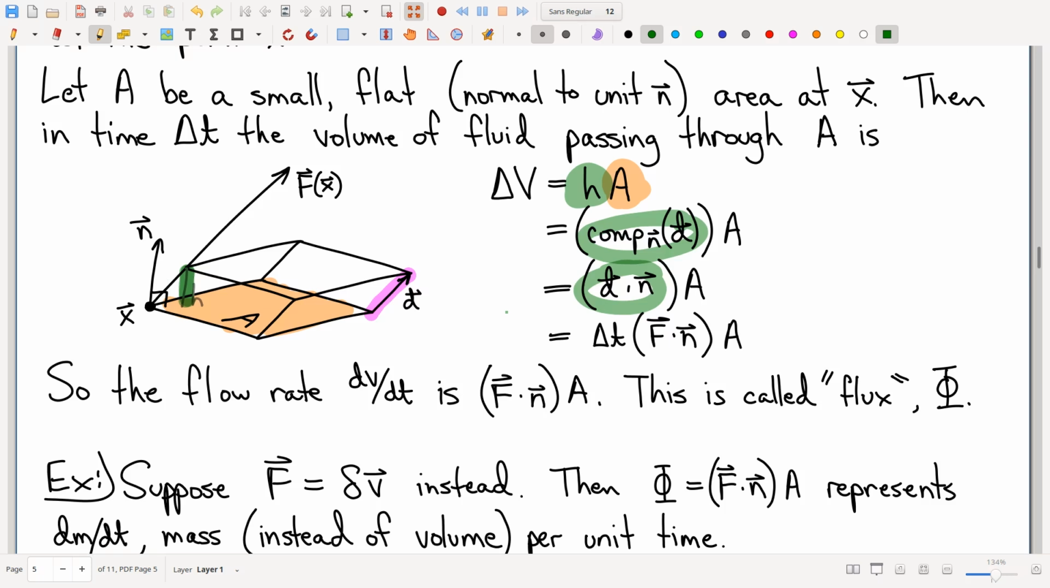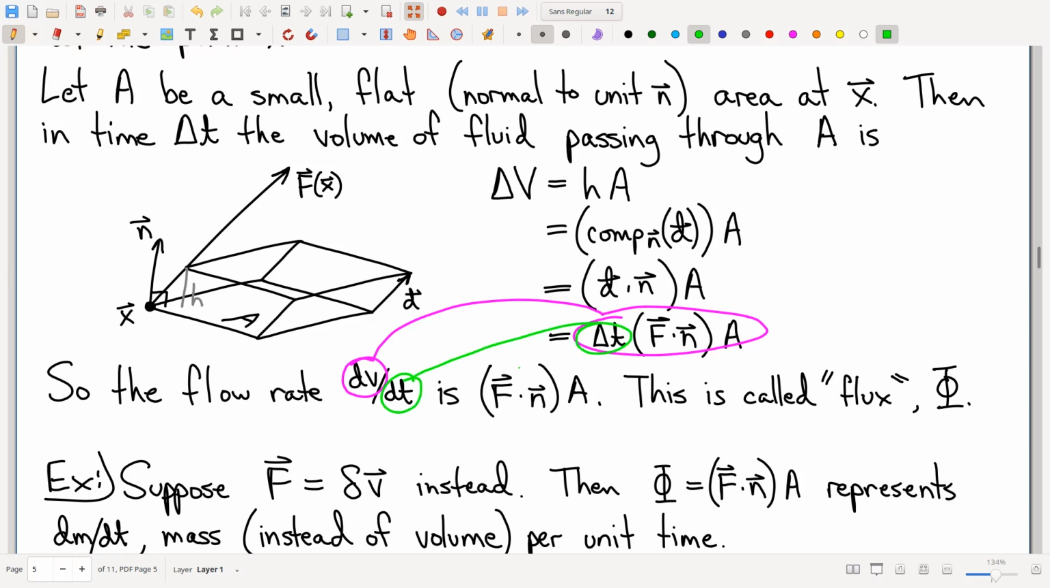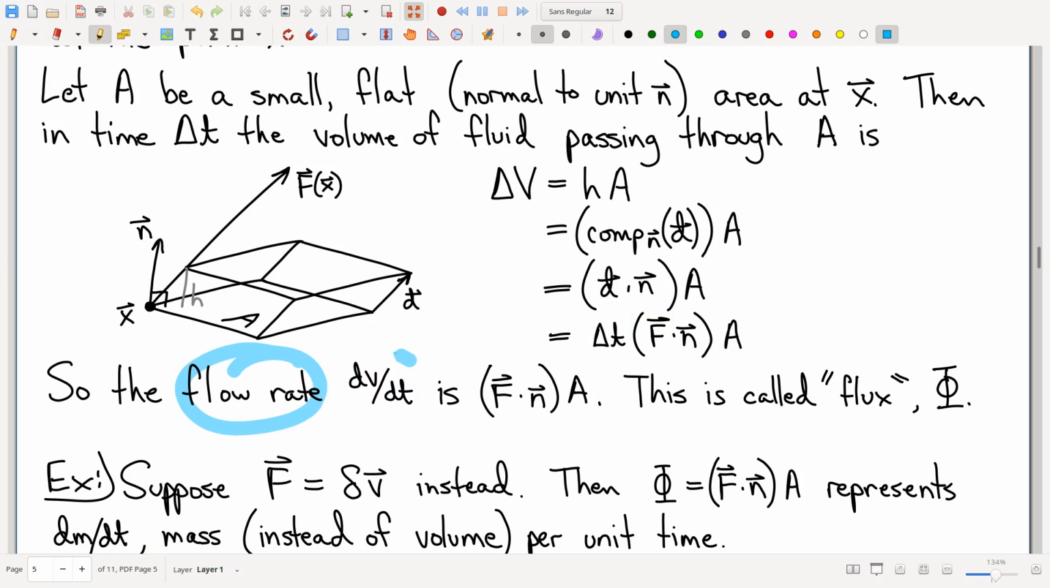And what is this displacement vector? The displacement vector is velocity times time. Velocity, of course, being the vector field. So there you go. The displacement vector is vector field F times delta T. So altogether then, cleaning up the mess, volume divided by delta T gives me the result. So the flow rate dV/dt is just this right here, namely F dot N times area.